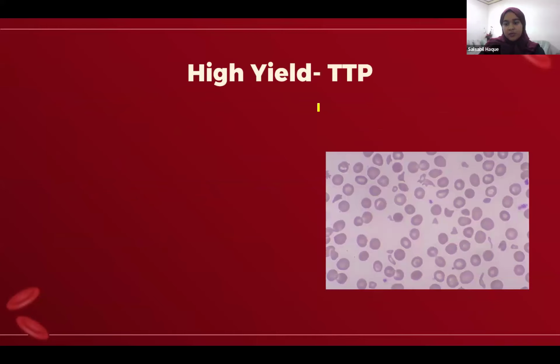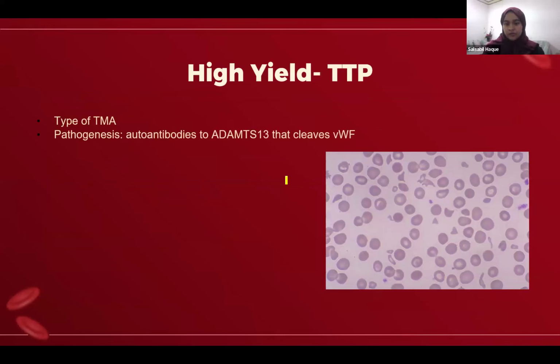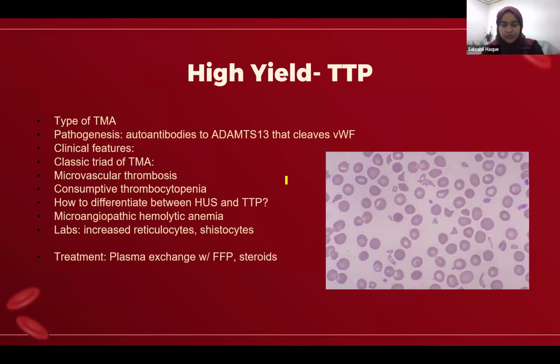Okay, some things about TTP. It is a type of thrombotic microangiopathy, which means it has a classic triad that I'll talk about. What happens here is you have autoantibodies to ADAMTS13. That's something that you should know. ADAMTS13 cleaves von Willebrand factor. So if the von Willebrand factor is not cleaved, it forms multimers, and these multimers aggregate together, and this causes thrombosis. The clinical features are the classic triad that happens in all TMA: microvascular thrombosis, thrombocytopenia because of excessive consumption, and microangiopathic hemolytic anemia.